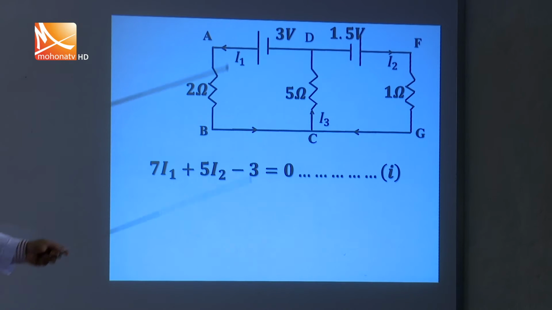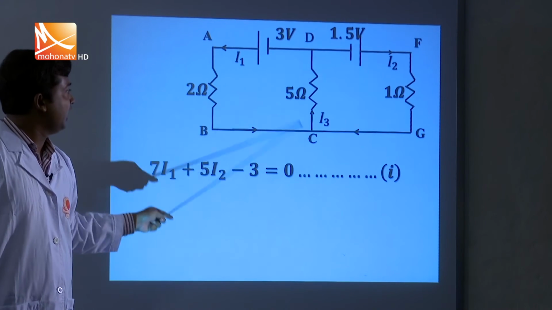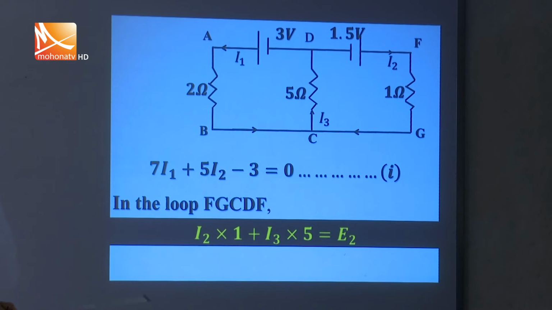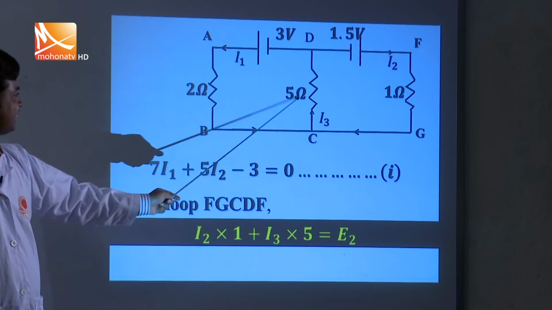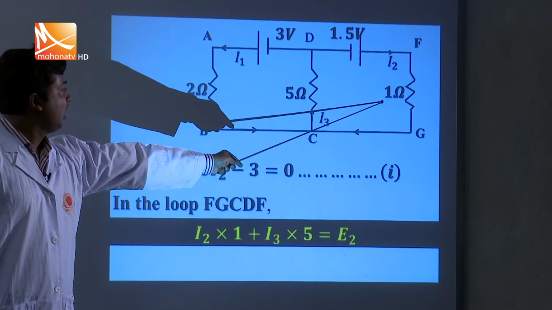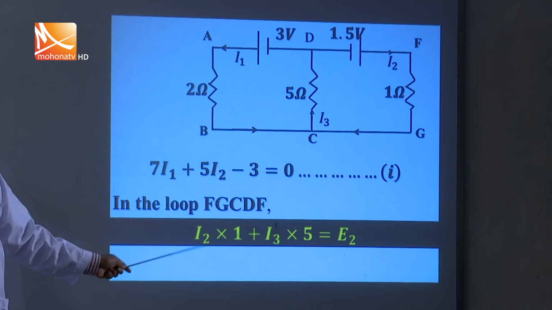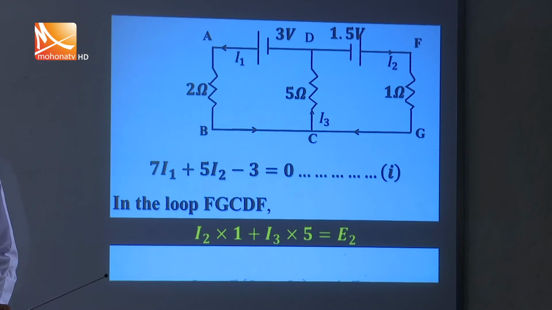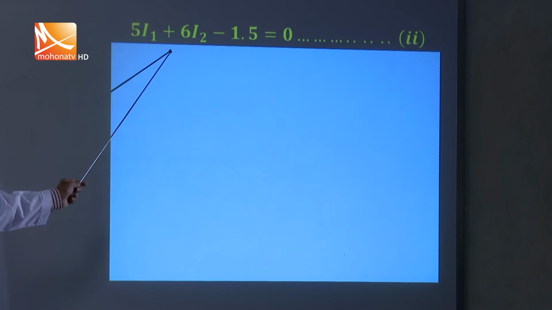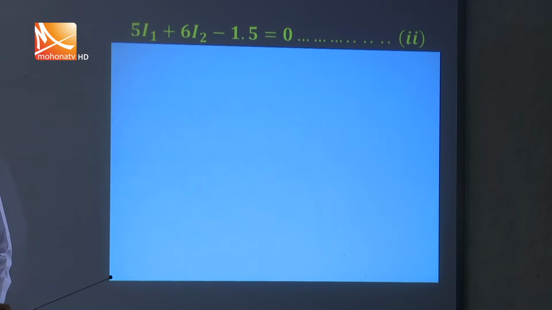Now, you can apply another loop, you can consider another loop, that is D, C, G, F, D, and you can apply this loop theory as before. But in this case, I did not mention the resistance R1, R2 or R3, simply I use the value of these resistances R2 and R3. And in this case, you also have to write I1 and I2. Then mathematically you can write 5 I1 plus 6 I2 minus 1.5 equals to 0. This is equation number 2.